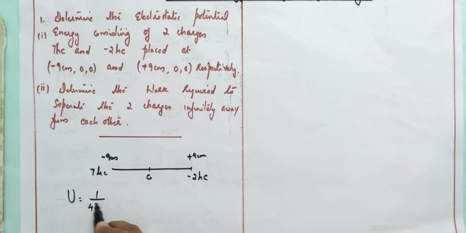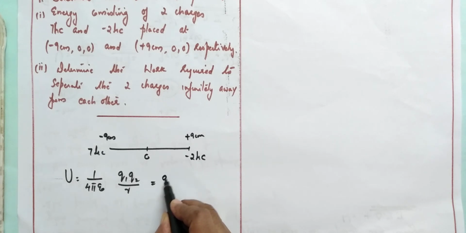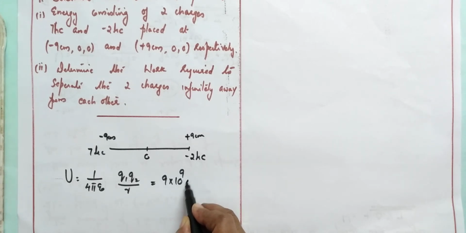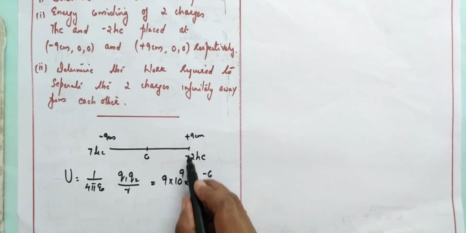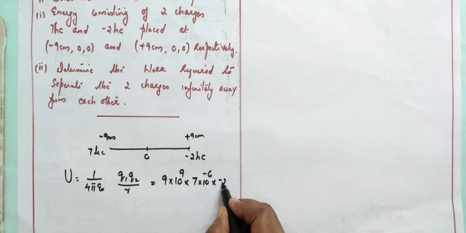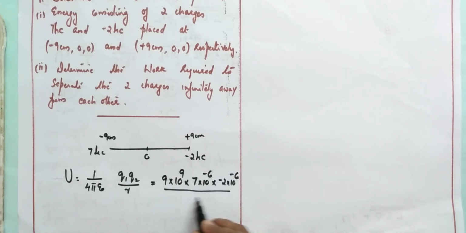So, potential energy is given by the formula 1 by 4 pi epsilon 0 q1 q2 divided by r. We know 1 by 4 pi epsilon 0 is 9 into 10 raised to 9. The charges are 7 microcoulomb, that is 7 into 10 raised to minus 6, and the second charge is minus 2 into 10 raised to minus 6, divided by the distance, 18 centimeters, so 18 into 10 raised to minus 2.